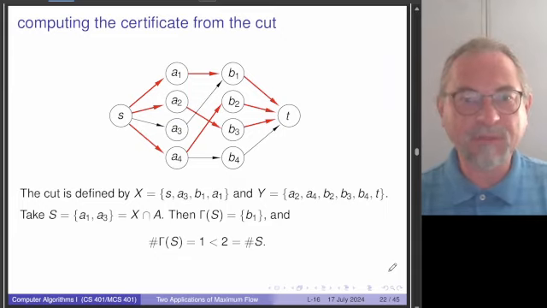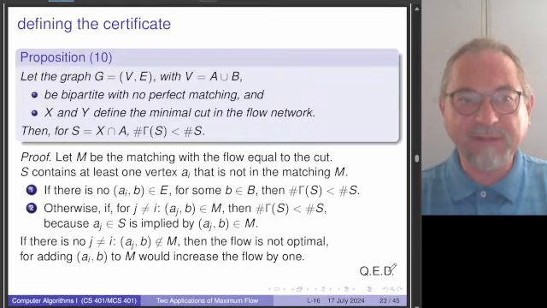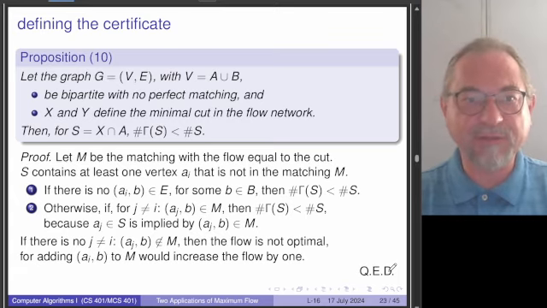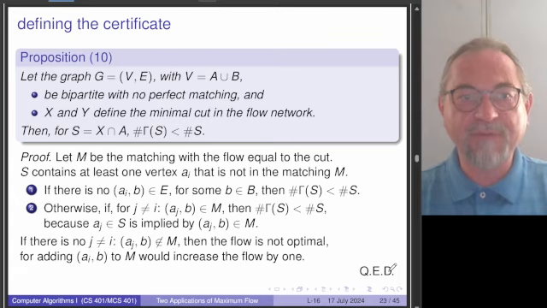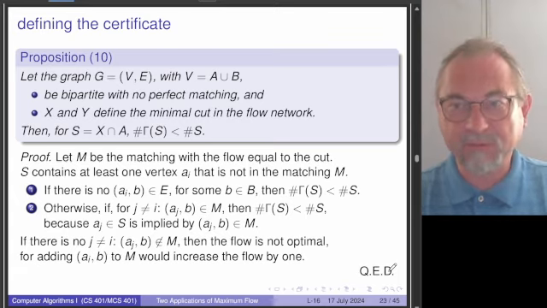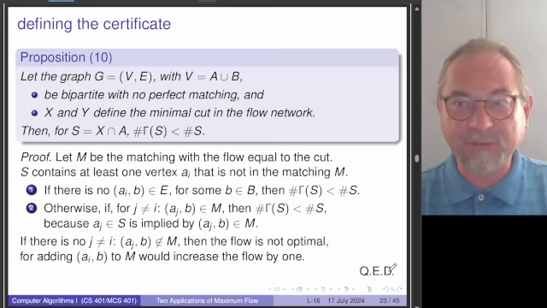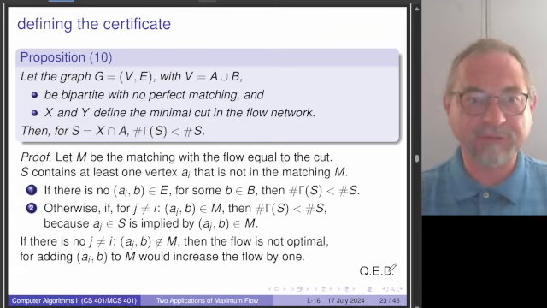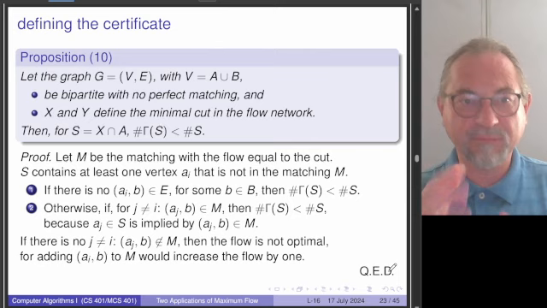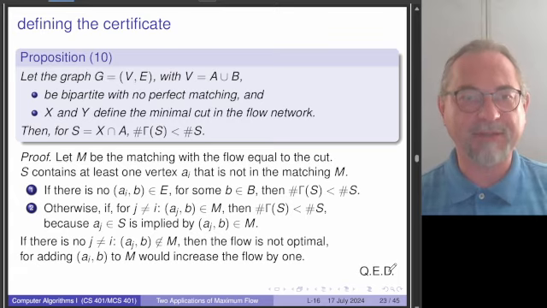There needs to be a proof that indeed you do have a certificate. So here is the statement. We have a bipartite graph without a perfect matching, and we have the minimum cut that is computed by the Ford-Fulkerson algorithm. Then our certificate is obtained by taking only those vertices from the first cut that are in the first set of our bipartite matching.